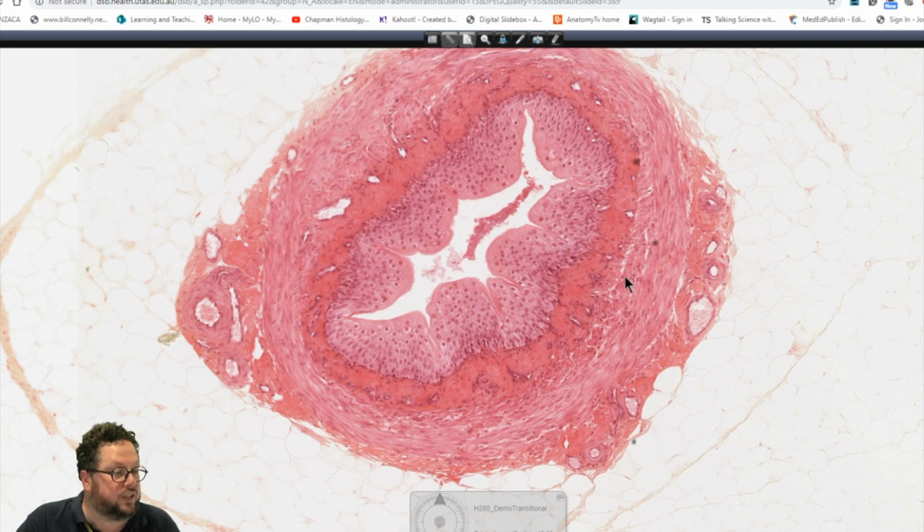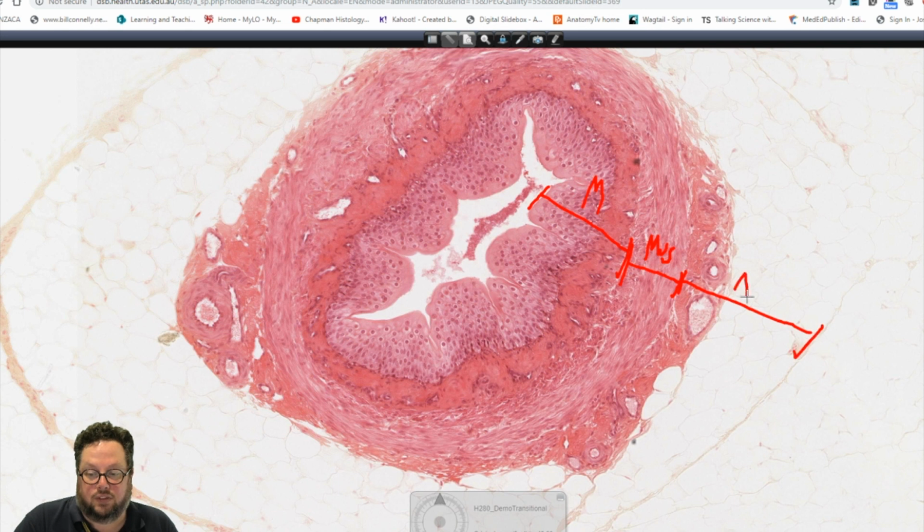3 layers of the ureter: mucosa, muscularis, and then adventitia. So those are the 3 layers. So here, if we go from here down to here, this is the mucosa. This here is the muscularis. I'm using the mouse here, which is why it's a bit gross. And then here, this is the adventitia. So those are the 3 layers: mucosa, tunica muscularis, tunica adventitia.